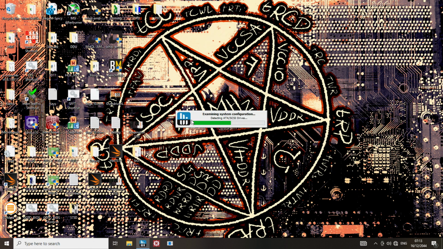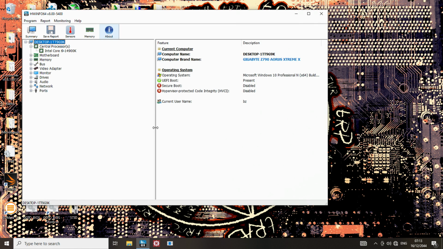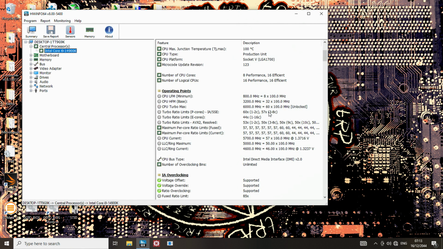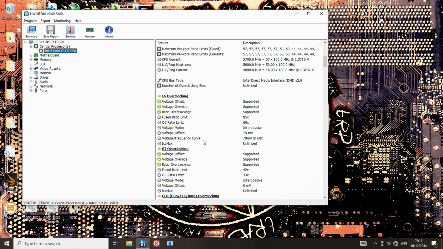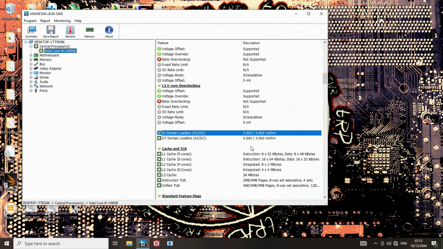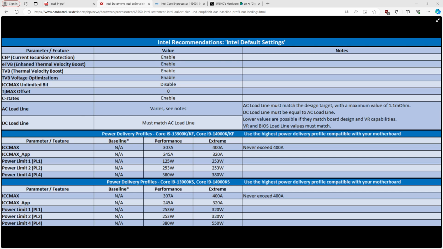You can check this with HWiNFO. So if you want to check your motherboard, you just download HWiNFO and launch the full system window. Then you just click on your CPU, and here you can check things like, hey, is my ICC Max Unlimited? Yes, it is. And you can also check the load line, and you'll notice that AC is 0.4 milliohms, and DC is 0.9 milliohms. Those are two different values, not in line with the Intel recommendations.